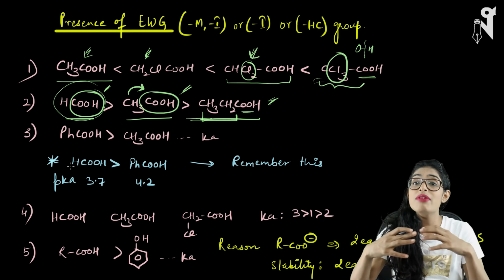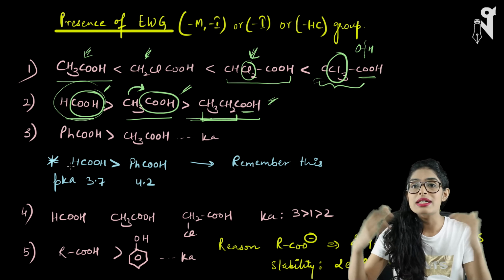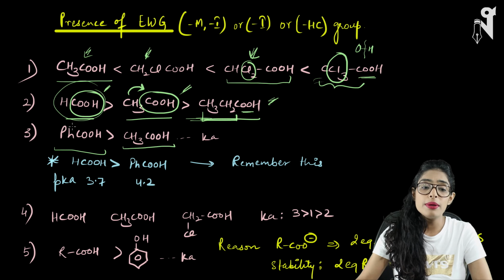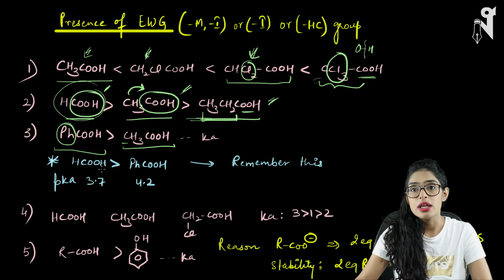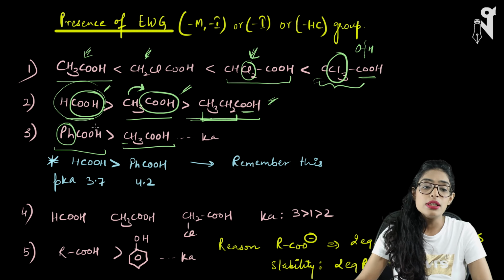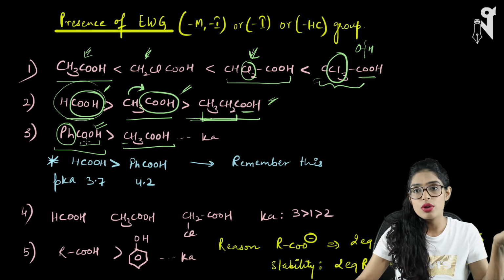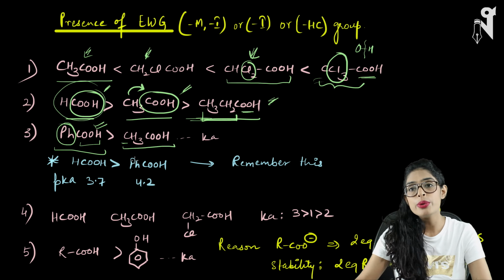Why? Because I have electron donating groups. Electron donating groups decrease the acidic strength of the molecule. Next, PhCOOH is greater than CH3COOH. Why? Ph means benzene, which is electron withdrawing, whereas CH3 is electron donating. So in both the cases, COOH is the acidic group. The acidic strength will increase if an electron withdrawing group is present, and will decrease when an electron donating group is present. That's why benzoic acid is more acidic.